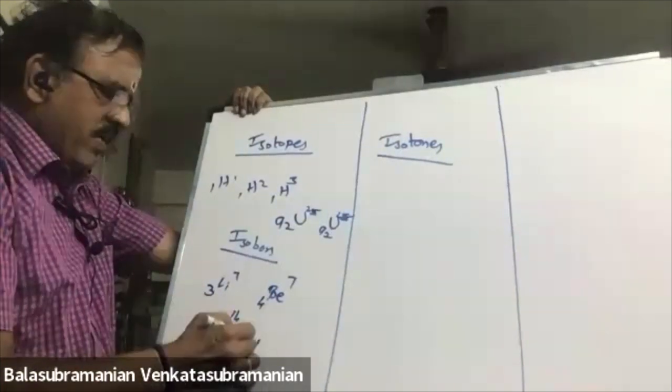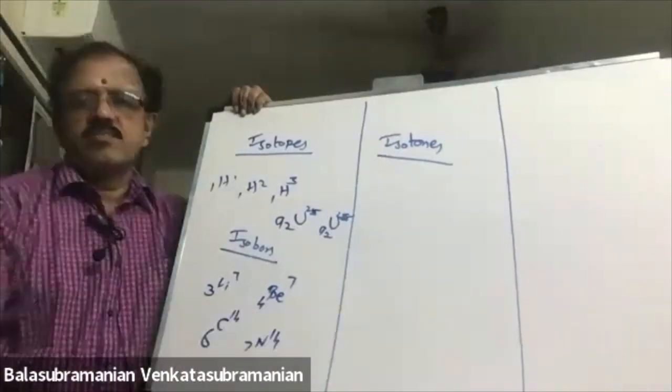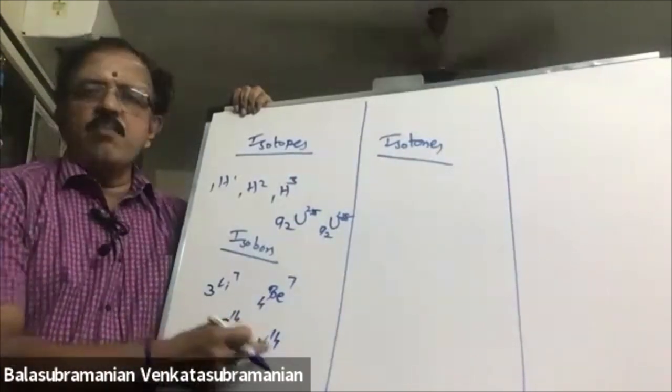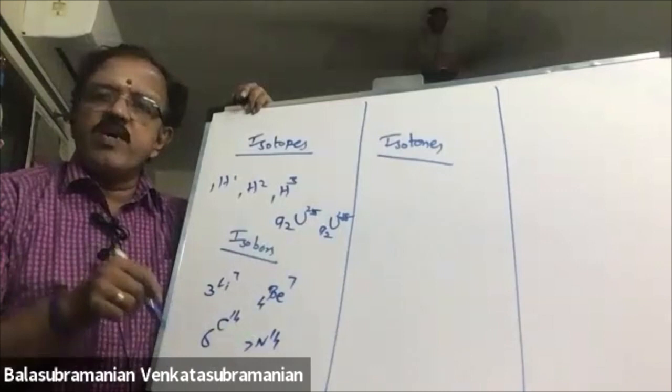6C14, 7N14. See, same mass number, different atomic number. So two different elements.